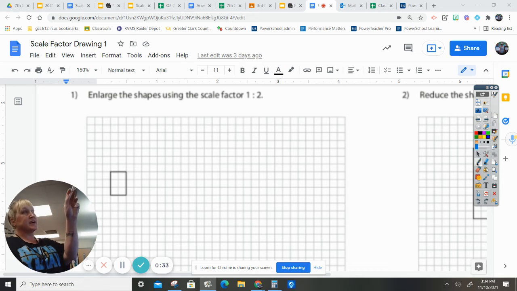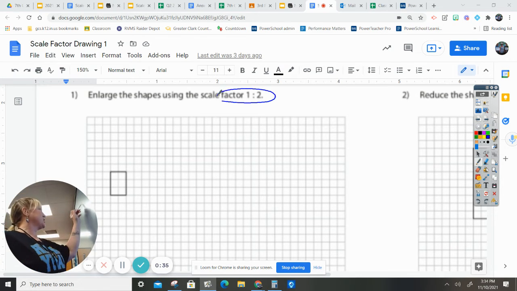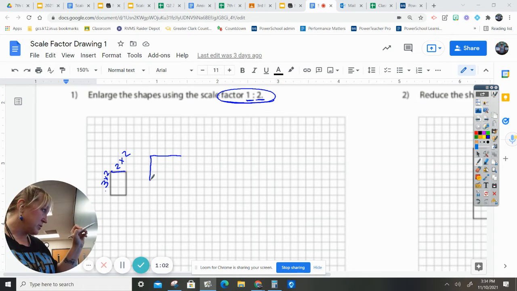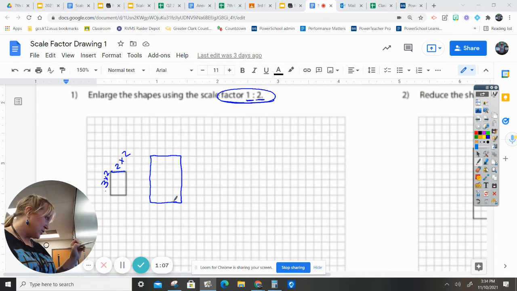This one says enlarge the shapes using the scale factor 1 to 2. So I see that this is 2 squares. I now have to make that 2 squares 4 squares. 1, 2, 3, 4. And this is 1, 2, 3. So it's 3 squares. I'm going to make it twice as big. So it needs 6 squares. 1, 2, 3, 4, 5, 6. And I'm going to finish drawing it.